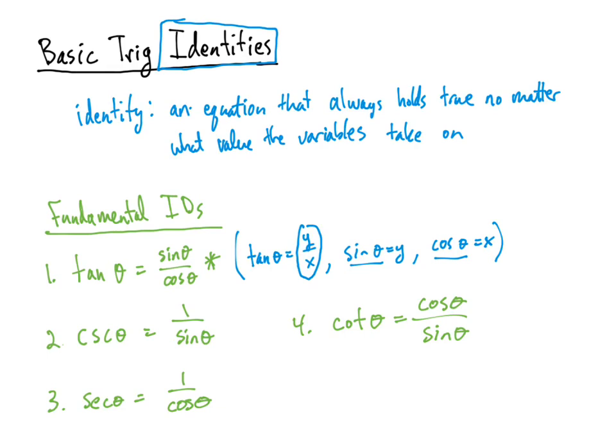And so let's just talk about this first one. Tangent of theta is equal to sine theta over cosine theta. No matter what angle we put in here for theta in each of these positions, the left side will always be equal to the right side. And that idea holds true for all of these identities.